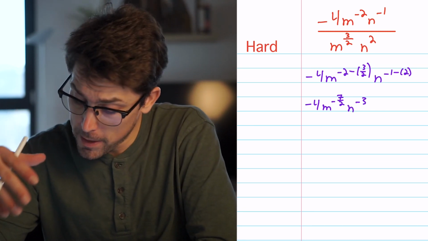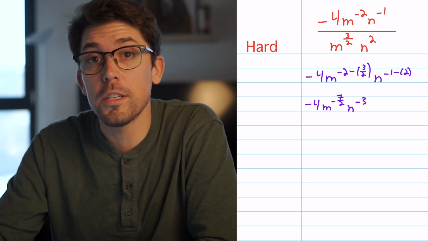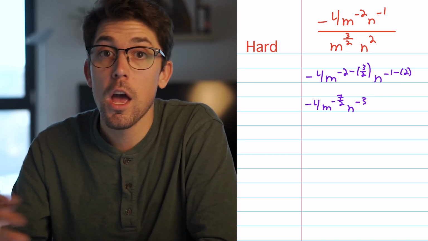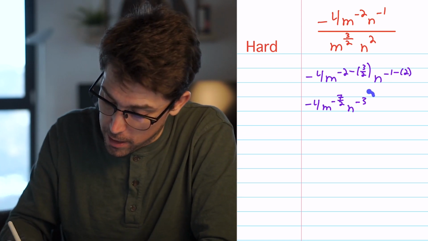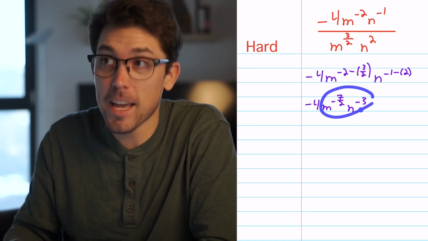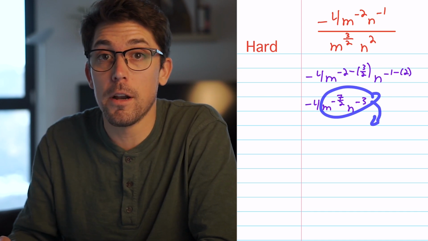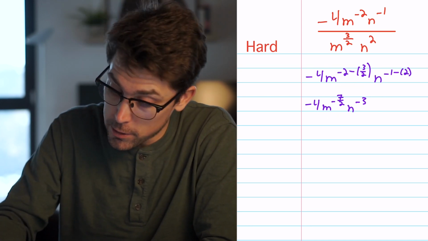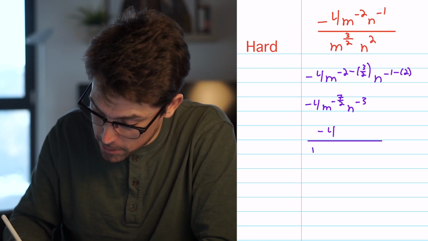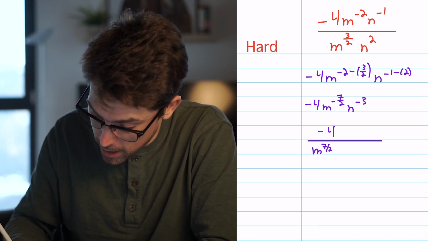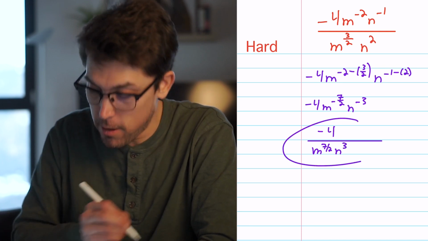Most courses and most textbooks or most exams are going to want no negative exponents in your answer. So I would take these negative exponents and move them into the denominator so that they're positive. If I rewrite this, I would now have negative 4 divided by m to the power of 7 over 2, n to the 3, and there it is. That's my answer.